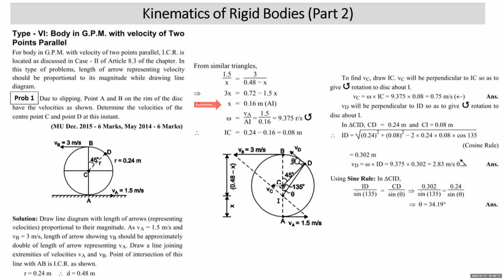Now, students, you want the velocity of point C. Point C should be joined with the ICR, I. Keep your pen or pencil at I. Look at the direction of VA or VB. You will see that this disk appears to rotate in the anti-clockwise direction.